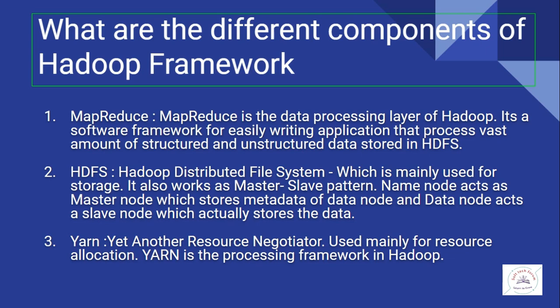HDFS, Hadoop Distributed File System, which is mainly used for storage. It also works as master-slave pattern. Namenode acts as a master node which stores metadata of Datanode, and Datanode acts as a slave node which actually stores the data. Yarn, yet another resource negotiator, used mainly for resource allocation. Yarn is processing framework in Hadoop.